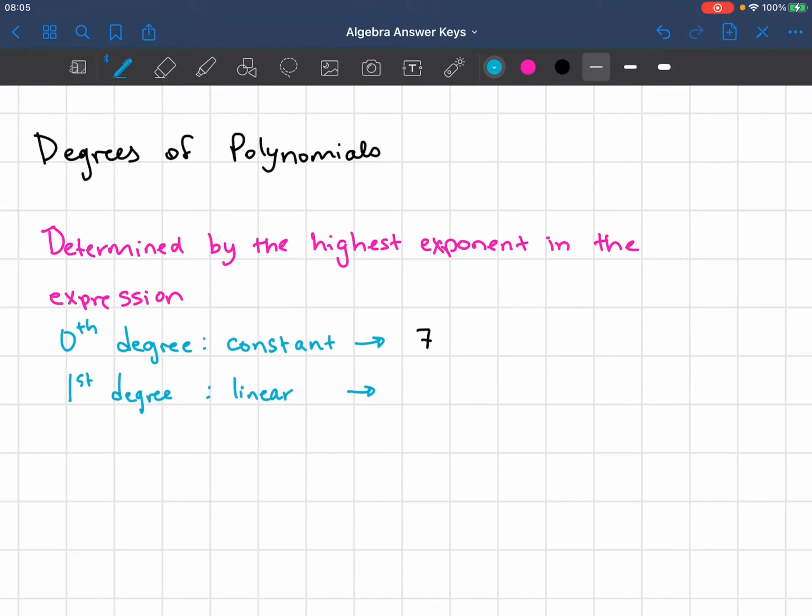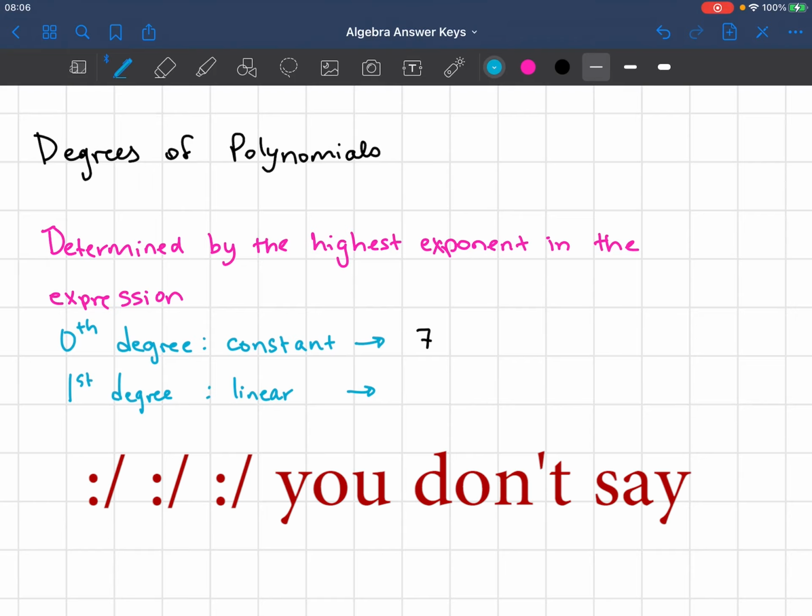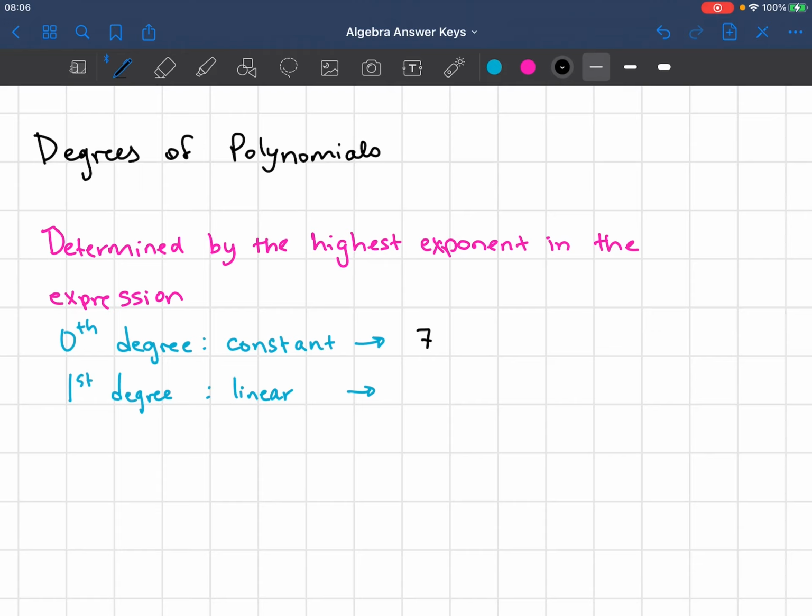A polynomial to the 1st degree is called linear, and this is where we go back to our famous y equals mx plus b, all those equations that we spent time graphing, and if you remember right, all of those graphs were lines, which is why it's called a linear function. So an example of a linear function would be 3x plus 7.